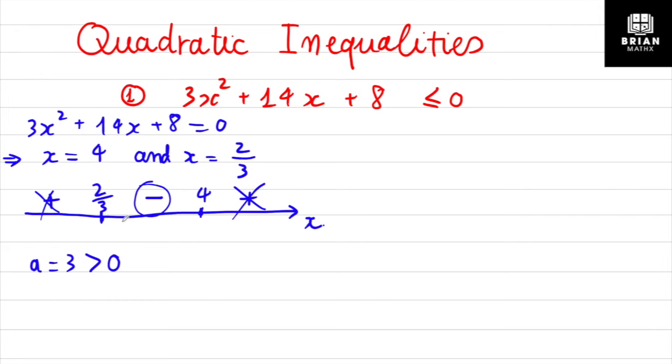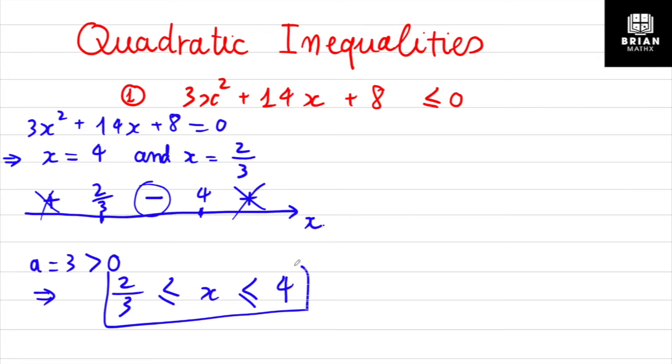So the negative side gives the interval of x: 2 over 3 less than x less than 4. But in this inequality, you have the equal sign, less than or equal to 0. So it will be 2 over 3 less than or equal to x less than or equal to 4. So this is the final answer for this question.